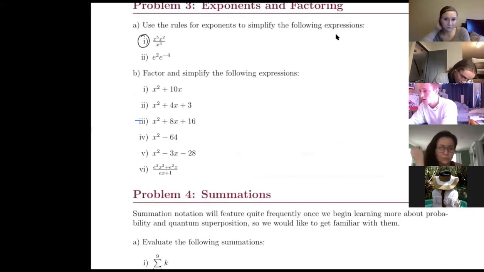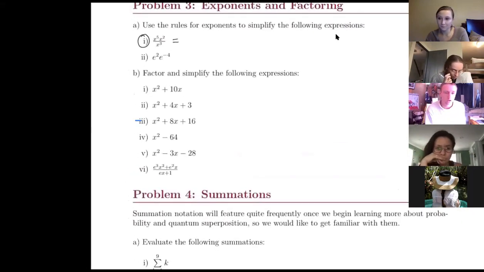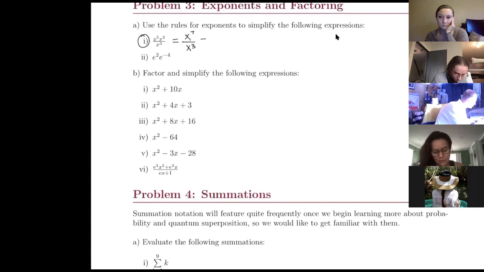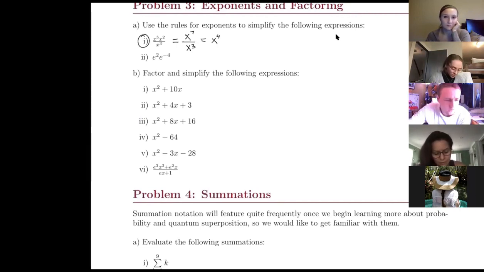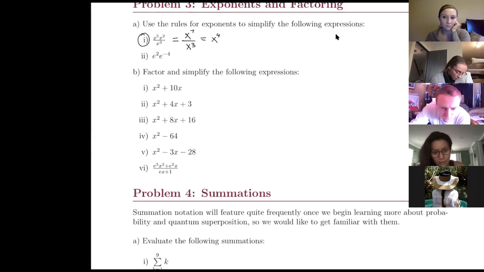Okay, so when you have the same variable to a power multiplied, you know that you can add the exponents. So the first round of simplification would be x to the 7th over x to the 3rd, because 5 plus 2 is 7. And then when you're dividing the same variable to powers, you subtract. So 7 minus 3 is 4. It works the same for the other problem as well.